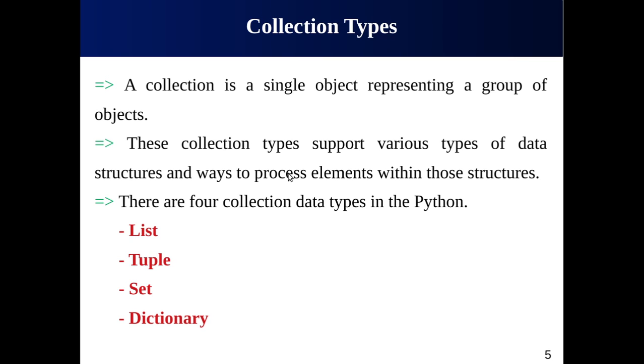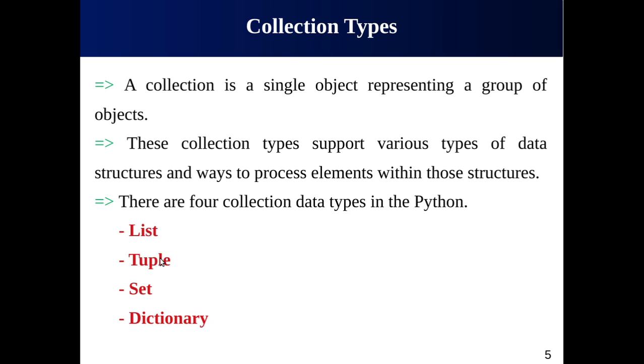Well, to make things simple, there are 4 collection data types in Python, and they are called the list, tuple, set, and dictionary. List, we will discuss this week. Tuple is going to be the discussion for our next week, and set and dictionary are not that important for our course. So we will focus on the first 2 collection types, that is list and tuple.